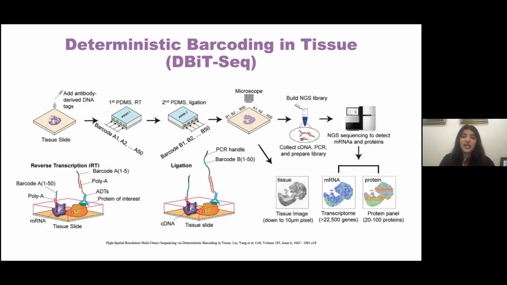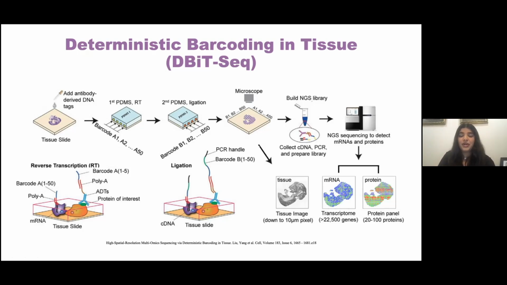This allows for spatial omics sequencing with 10 micrometer pixel size, and it creates detailed maps of gene expression within the tissue samples. It starts by overlaying a tissue slide with antibody-derived DNA tags. After this is done, the process of barcoding occurs, which I'll explain further, in which barcodes are flowed in different directions orthogonally on top of the tissue slide.